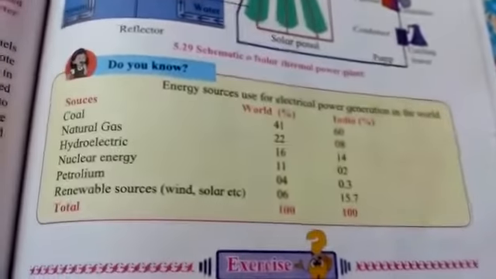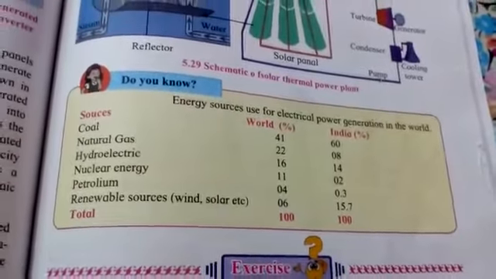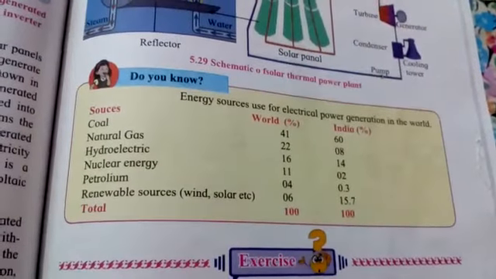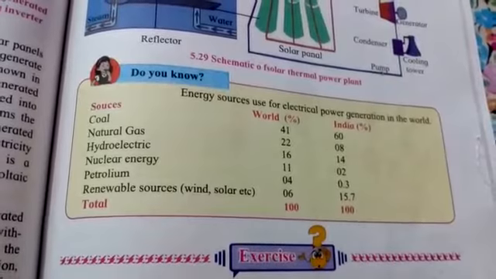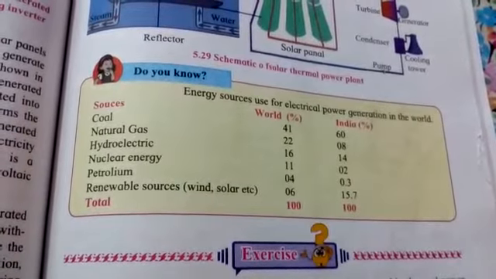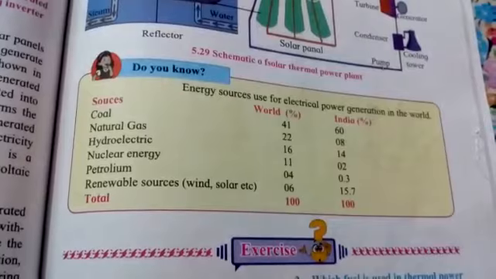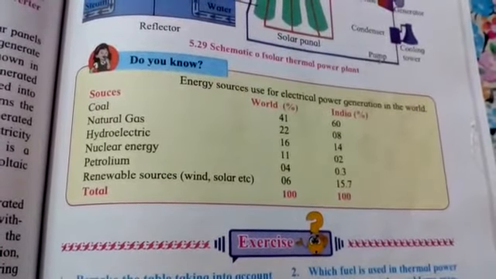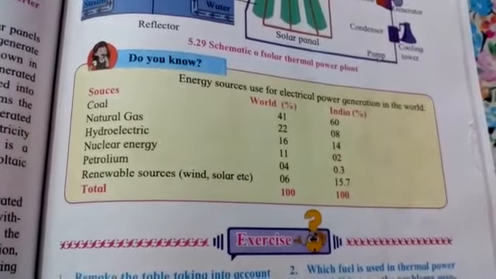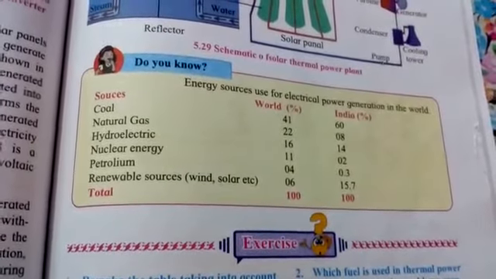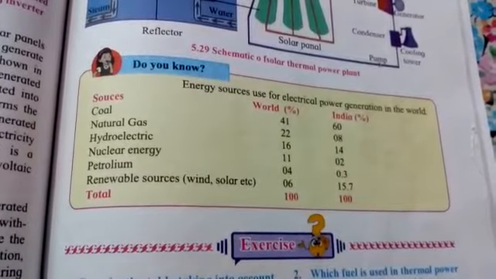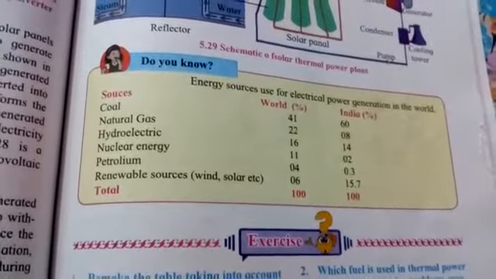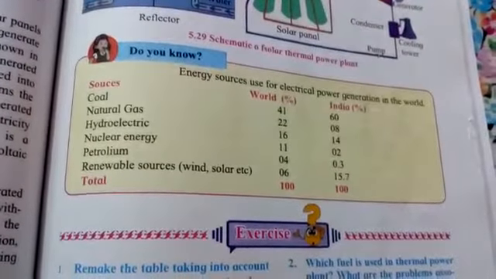Now here the energy sources used for electrical power generation in the world are given. Maximum energy is obtained from coal: for the world it is 41%, for India it is 60%, and the least energy is from petroleum. We are using renewable sources of energy like wind and solar energy, and their percentage or quantity is to be increased, so that there will be a pollution free environment, and also we can satisfy our need of energy and electricity.